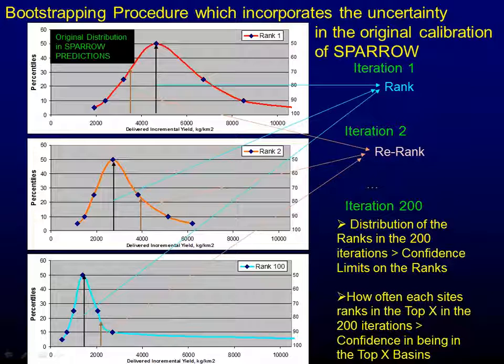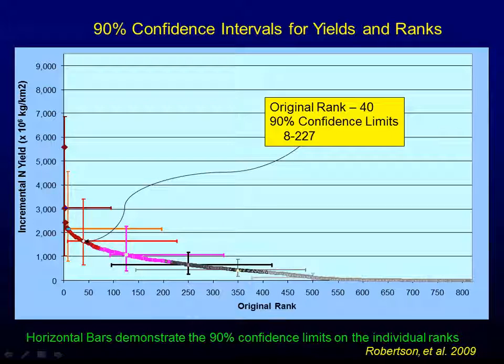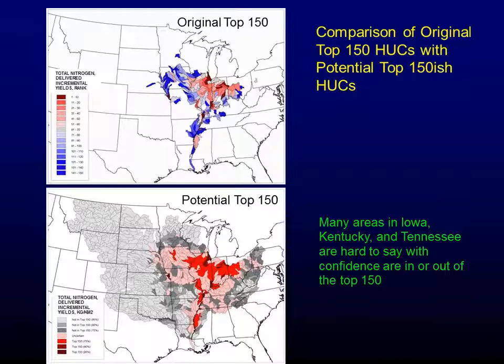From that, you get a distribution of the ranks, which gives us some confidence on the ranks, and we can also get confidence limits on how confident we were in the top 150 of those basins. So when we're done with that, we had the confidence limits on the individual predictions to begin with, and now we also have confidence in the ranking values. From there, we could take that input, and where we started off with the absolute ranking, we can go there and put confidence in it.